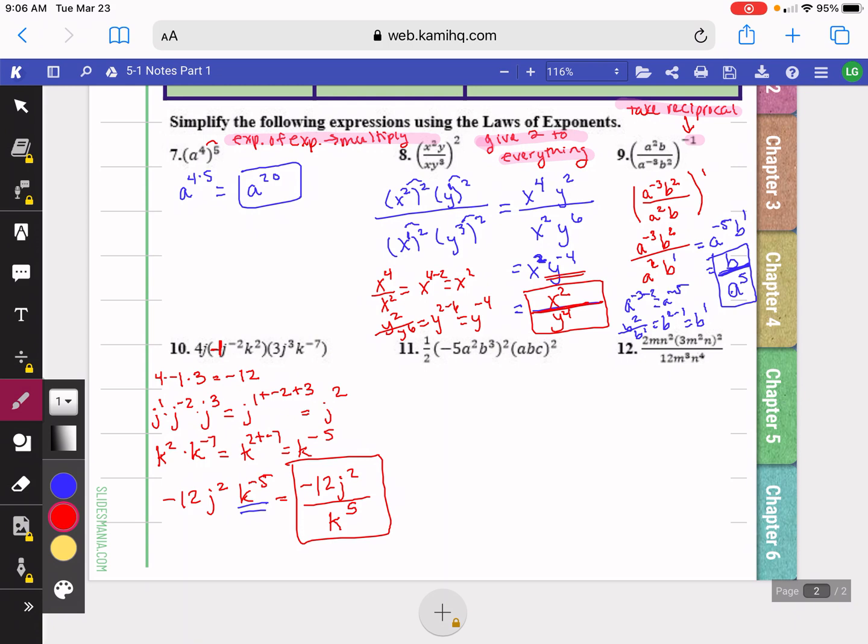In our next problem, we're going to have to do it different because we have to do our exponents first. So we can't multiply everything till those squares disappear. So here, I'm going to leave the 1/2 separate. And in this parentheses, I'm going to have to give everything the squared. So I have -5 squared, a squared squared, and b cubed squared. Here these have imaginary 1s, and I'm going to give everything the squared.